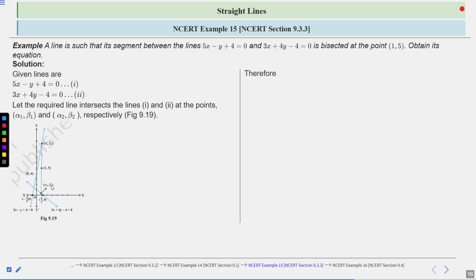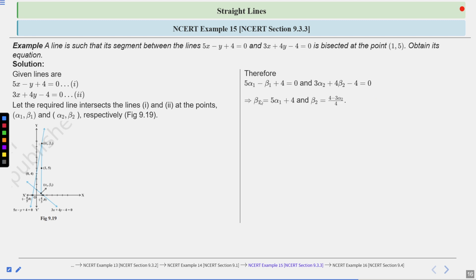So therefore, now if we substitute the value alpha 1 comma beta 1 in equation 1 and alpha 2 comma beta 2 in equation number 2, then we will obtain two equations. The first equation is 5 times alpha 1 minus beta 1 plus 4 equal to 0, and the second equation is 3 times alpha 2 plus 4 times beta 2 minus 4 equal to 0.